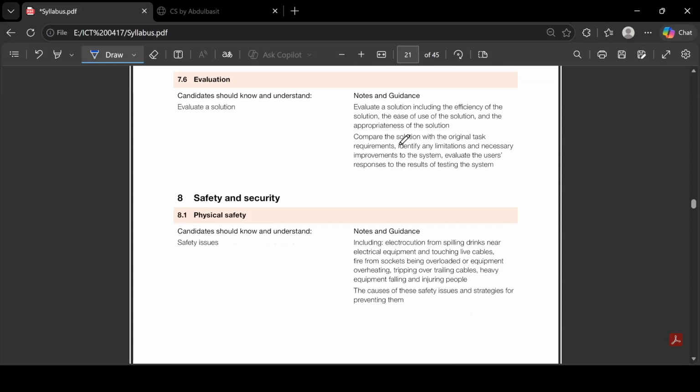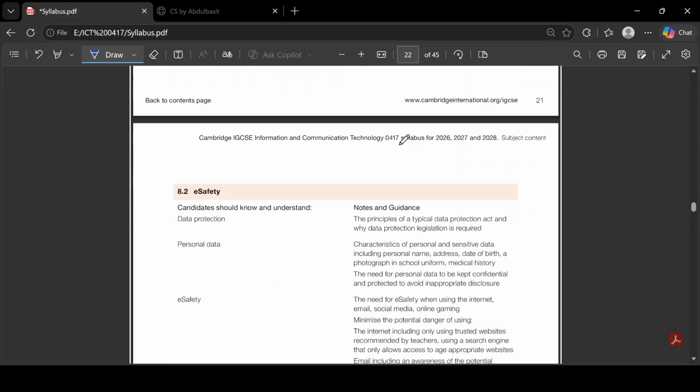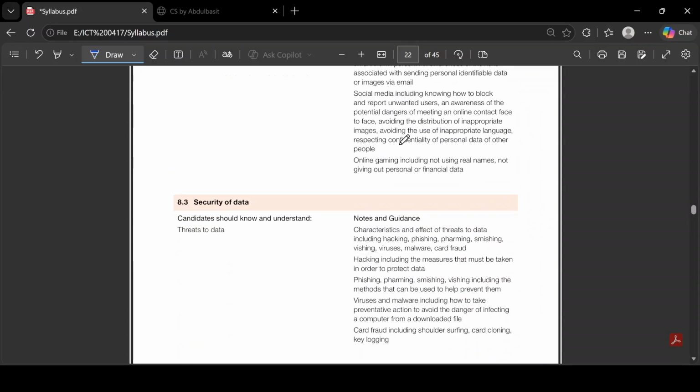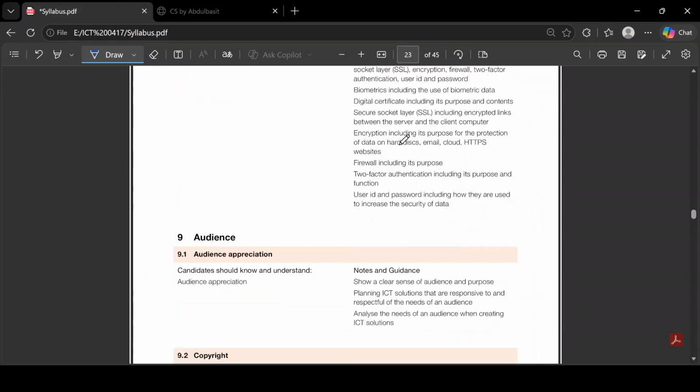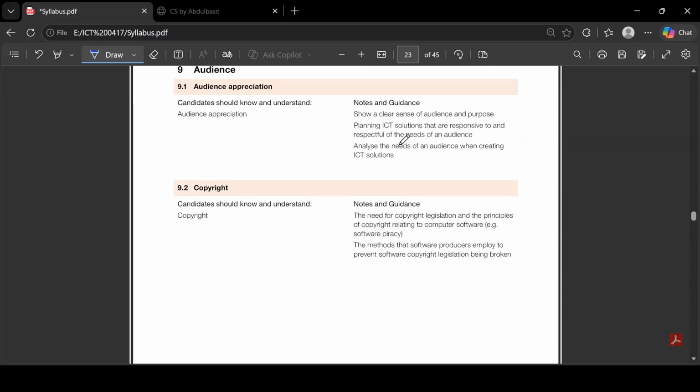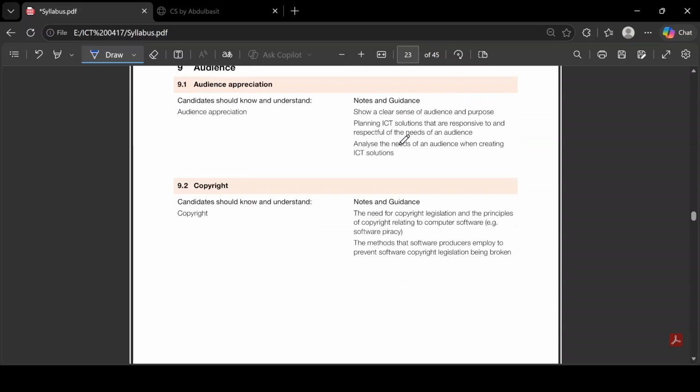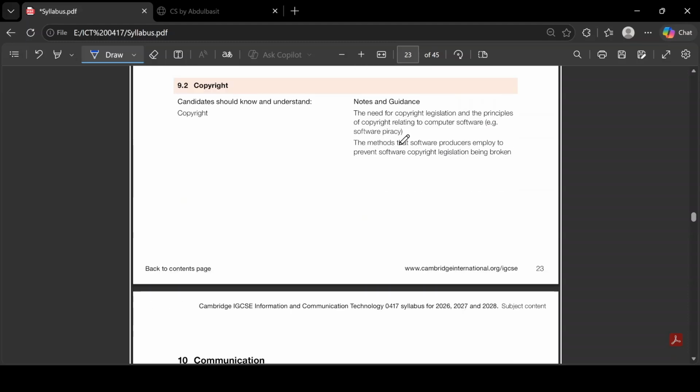and testing, we have implementation, we have documentation, and at the last we have evaluation. Okay, then chapter 8, related to physical safety and security, in which we have physical safety, e-safety, and security of data. Afterwards, we have audiences. We have in that audiences appreciation and copyright.